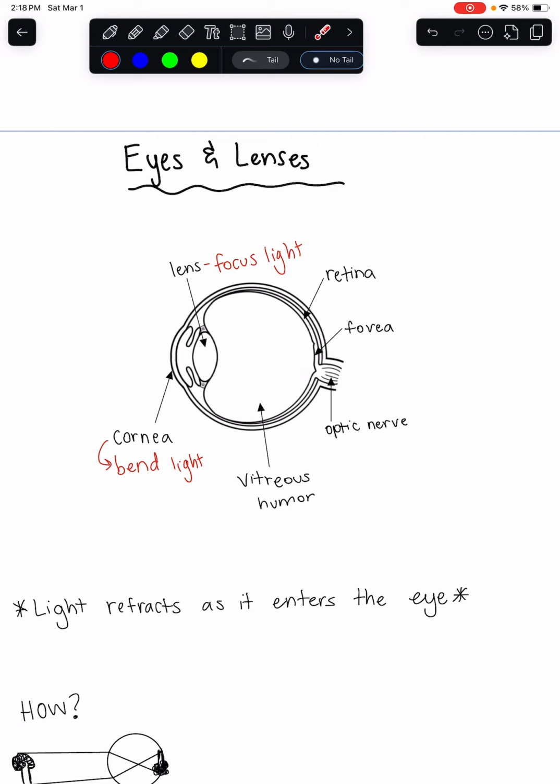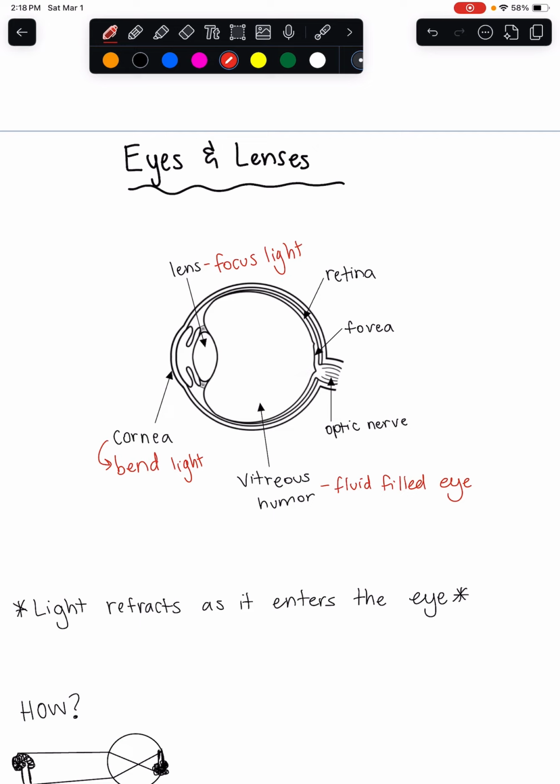All right, the next part we hit in our eye is called the vitreous humor, and that is also going to be helping us bend and focus light. But it is just that fluid that fills our eye that gives it its shape, I guess. A fluid-filled eye to give it that shape.